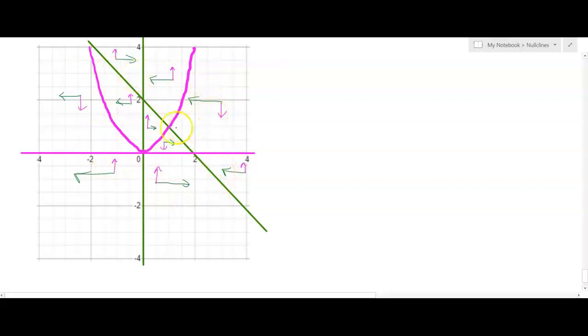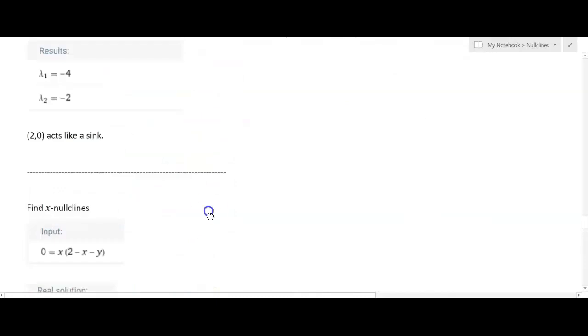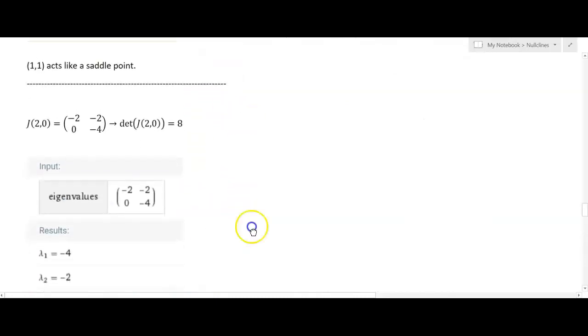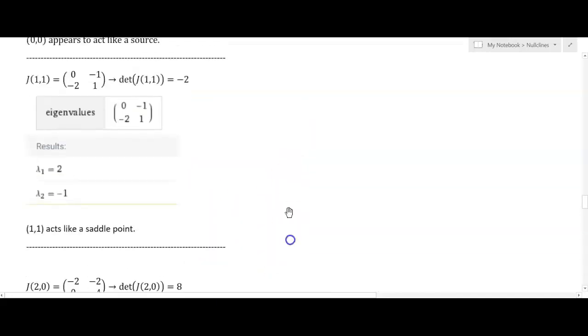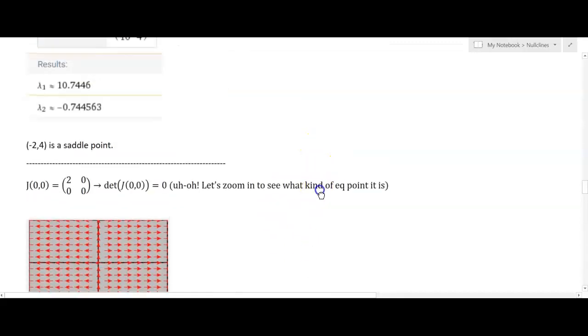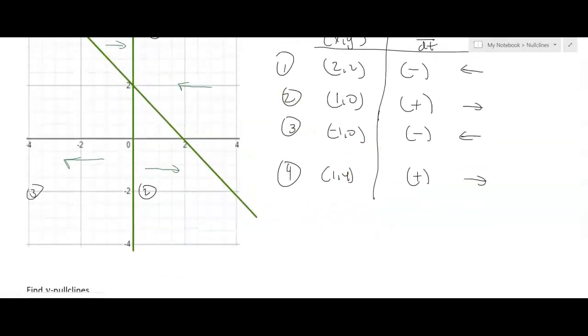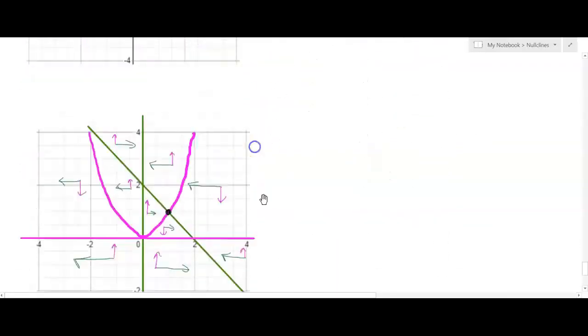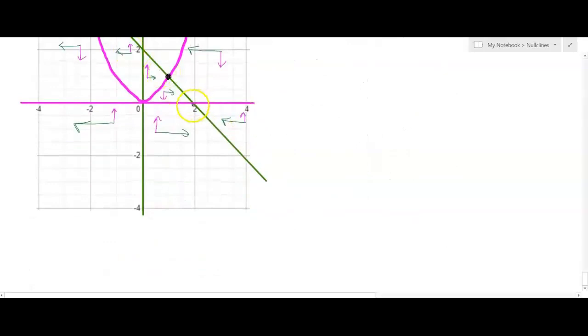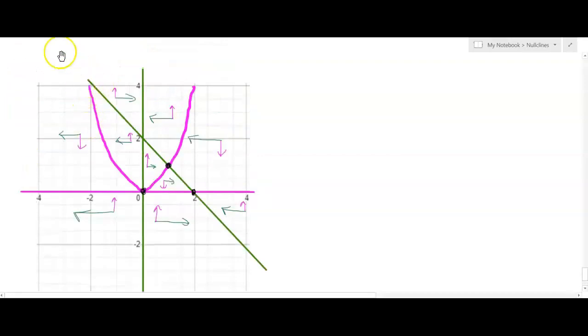And we again see our equilibrium points. 1, 1 acts like a saddle point, 2, 0 acts like a sink, 0, 0 acts like a source. So only 2, 0 can actually suck solutions into it. And again, we can just see where these equilibrium points are, where the green and pink lines intersect. There's 0, 0, and we have one more at -2, 4, which is this point here.